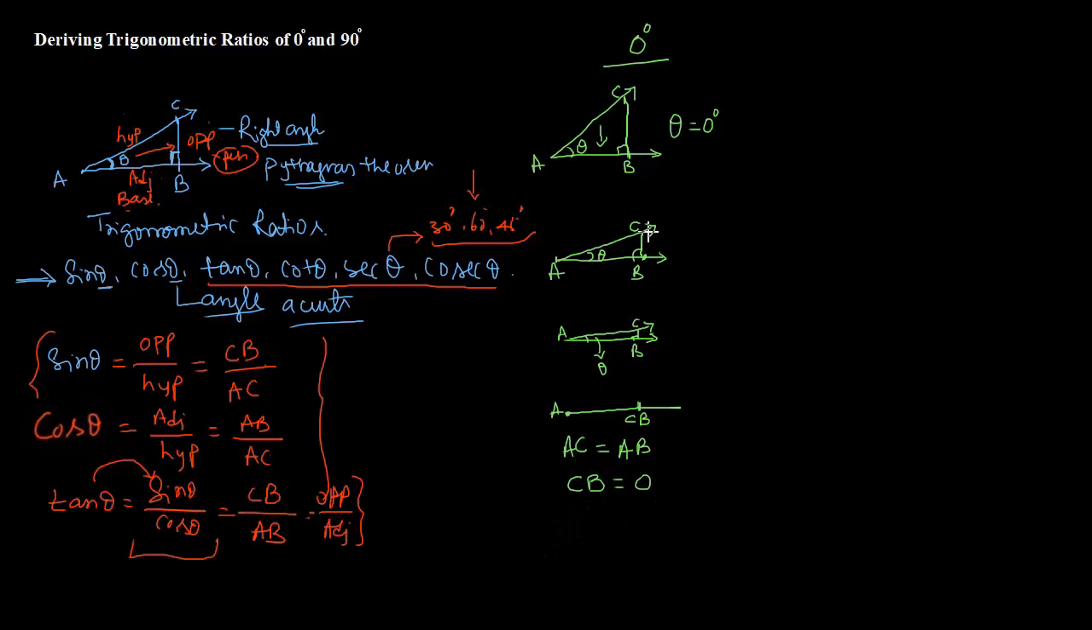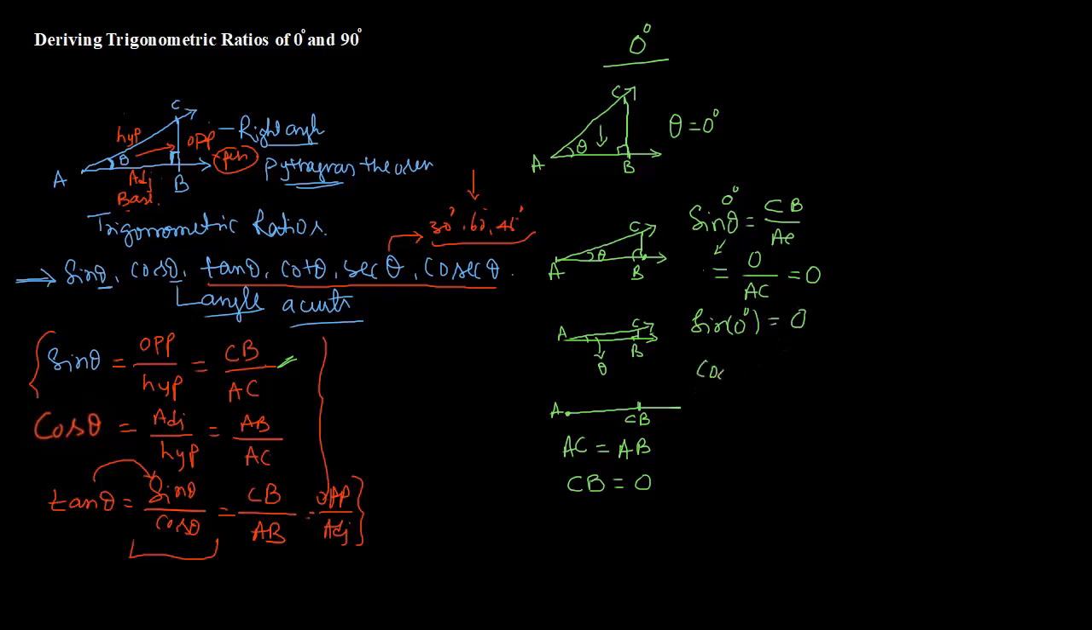Now let's try to find out what's going to happen to our ratios. So sin theta, according to this, is CB by AC. So what does that mean? My sin theta is CB, which is 0, divided by my AC. It doesn't matter what value I have for AC or AB. So the value of sin 0, for theta equal to 0 degrees, is going to be 0.